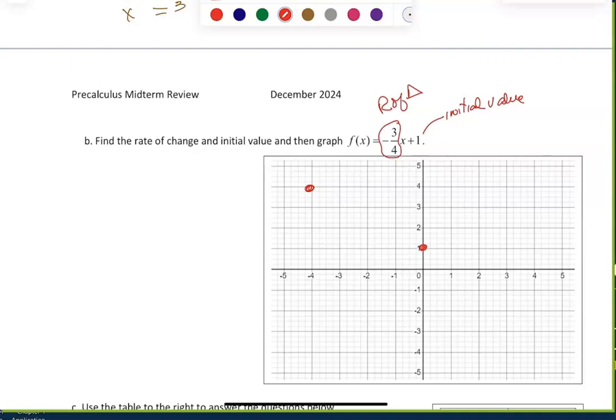when I connect those dots, I will get a straight line that has a negative slope. And that is what I'm looking for. Okay?